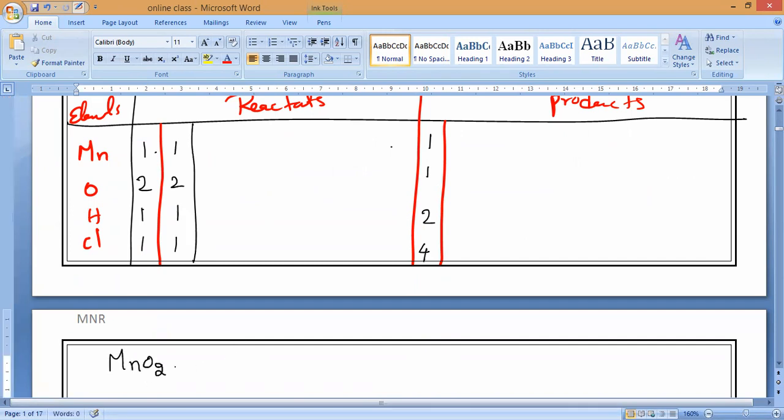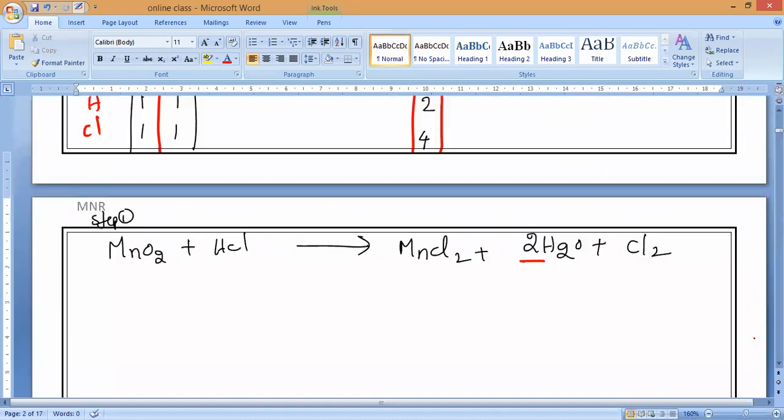The formula, tell me: MnO2 plus HCl. Step 1 will give you what? MnCl2 plus 2H2O plus Cl2. Yes or no? Others also open your mouth. I don't want this silence.